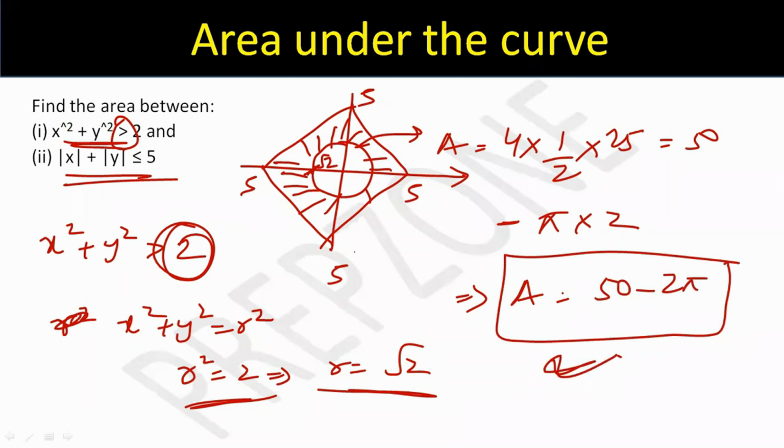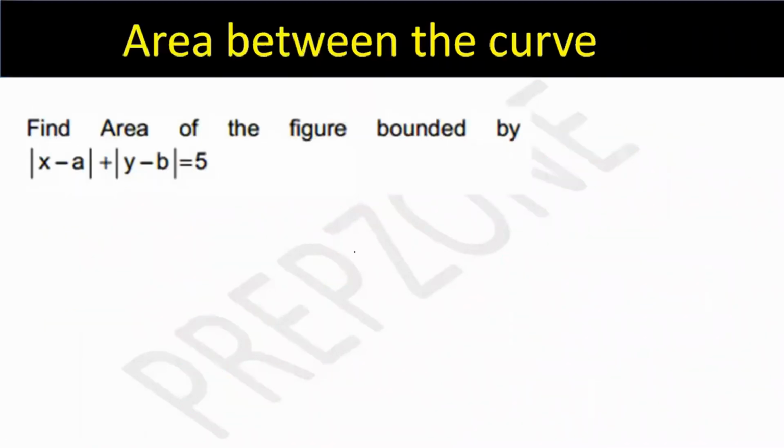So moving further to the next question. Please solve this. The answer is 50. And again, a simple problem, and it has some good concept. Find the area of the figure bounded by this. So what does this actually mean?